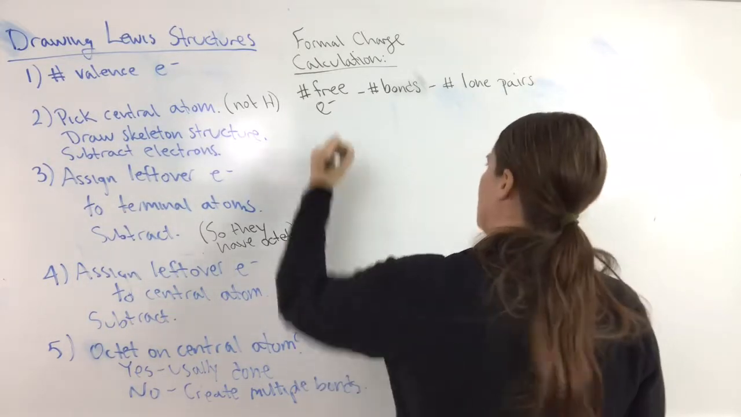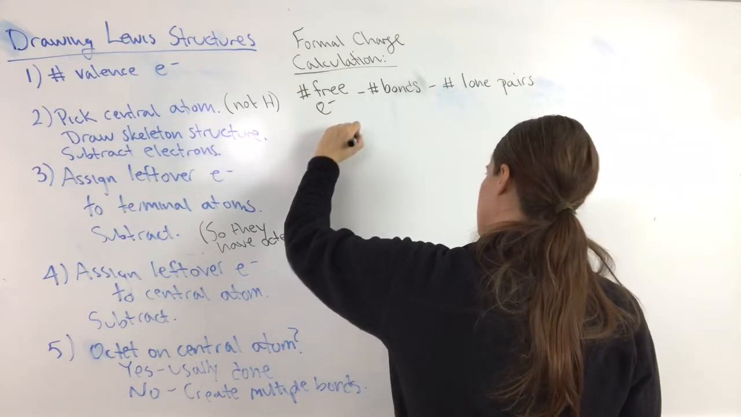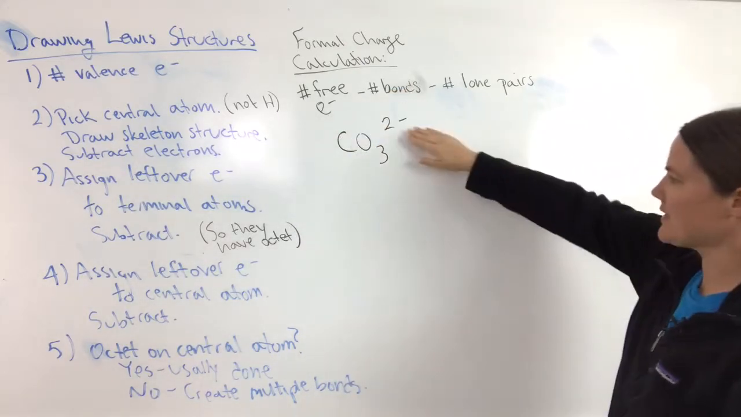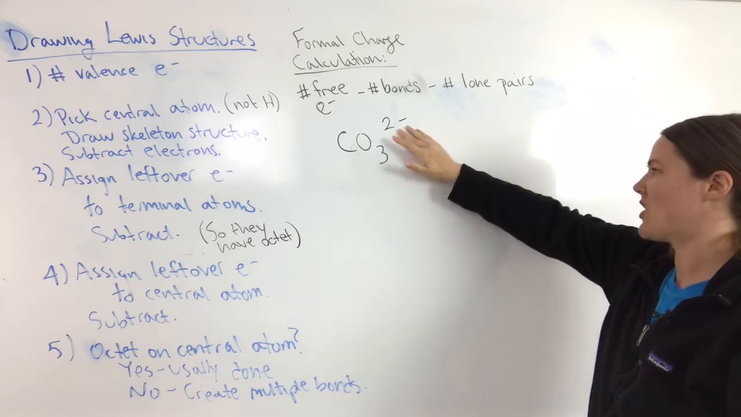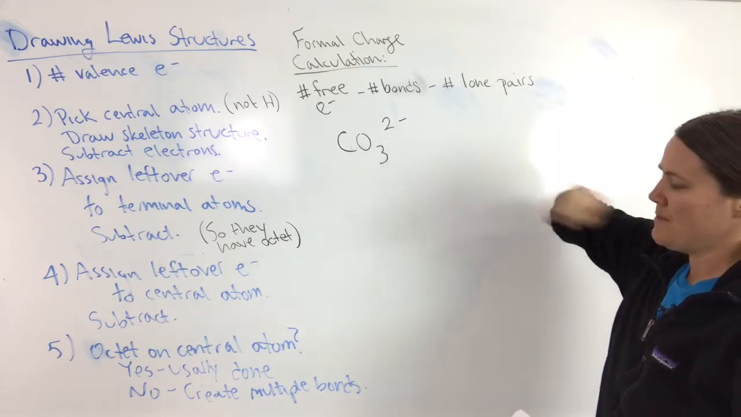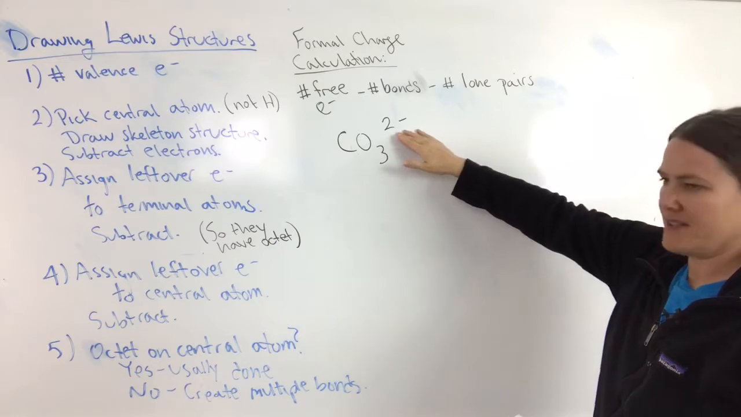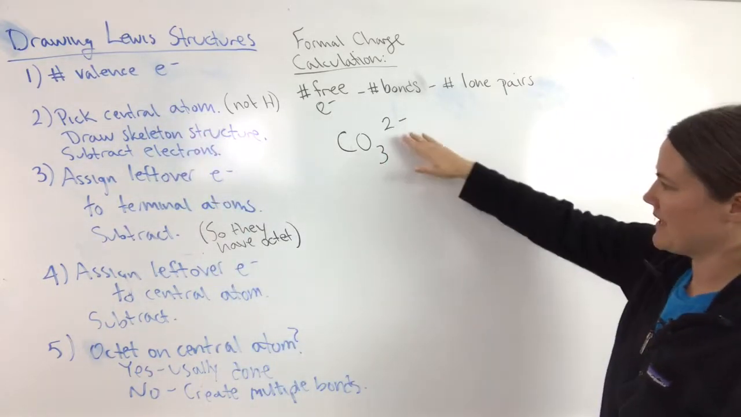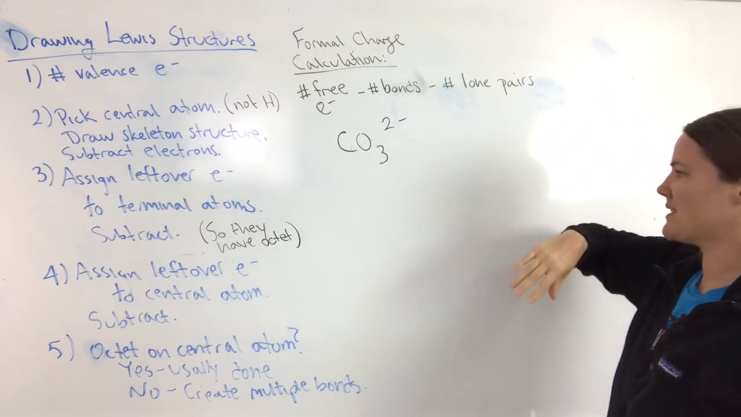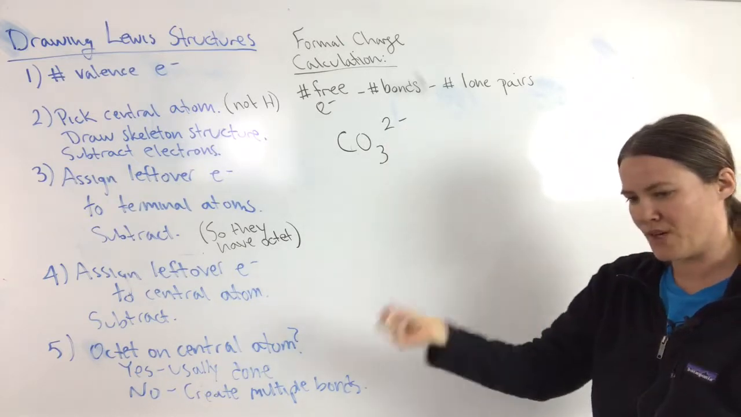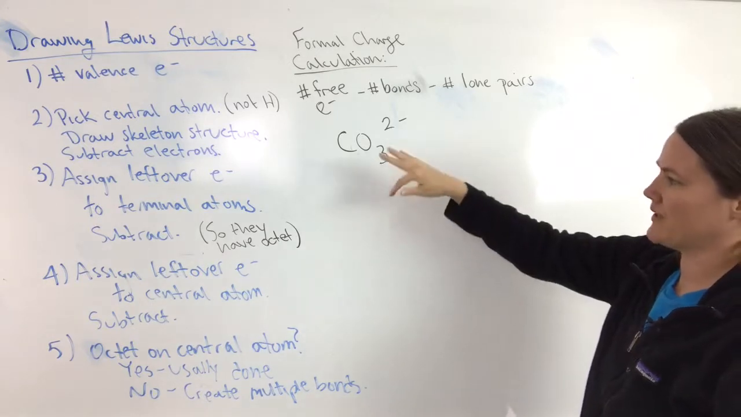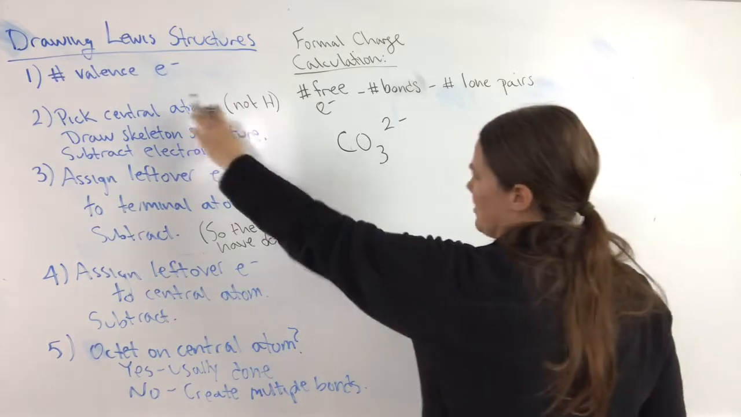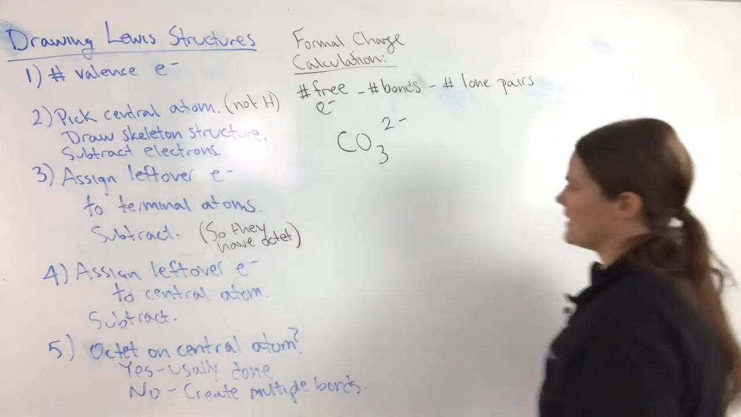Let's do this one. So CO3 2-. So this is an ion, it has a charge on it. And so what we want to do is, when we calculate our number of valence electrons, we need to add 2 more electrons, because this structure has 2 more electrons than what the valence electrons are, and that's why it has a 2- charge. So what we're going to do is find our valence electrons.